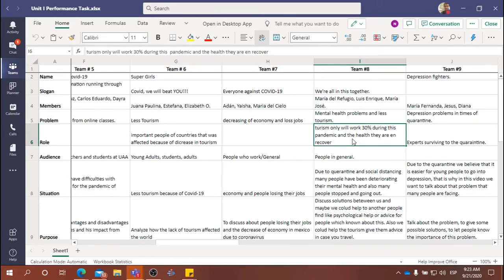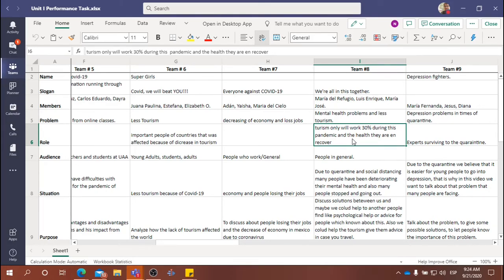Yes, our topic is about less tourists and mental health problems due to the pandemic and quarantine. All right, and are you focusing only on Mexico? Yes, more on the people of Mexico and more on mental health problems and about the tourists, how could we help the tourists. Okay. So the tourism is going to be part of the solution. Is that correct? Yes. Yes.